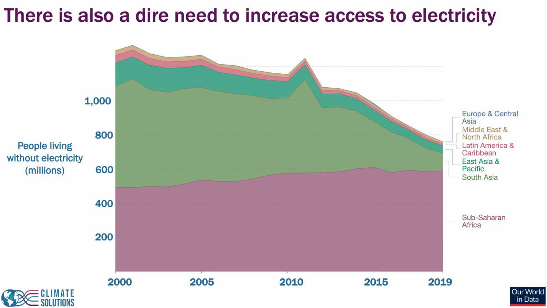Electricity also presents a second problem, and I think it's one that's really important for us to consider as we move forward on the transition to renewables. And that is that there is a dire need to increase access to electricity in much of the world. So what you're seeing in this graph is the number of people living without electricity in millions. So that number has been falling since the turn of the century, but there are still almost 800 million people living without access to electricity.